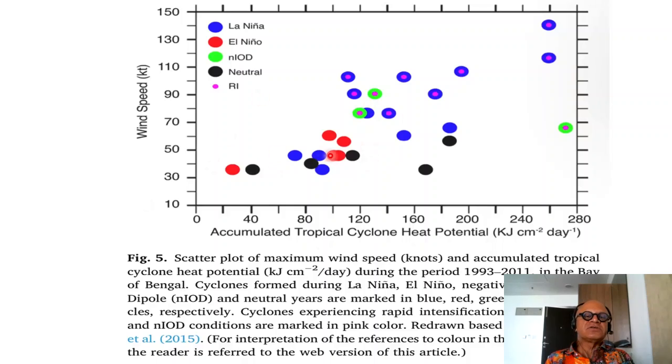So you can see that the accumulated heat potential and wind speeds are lower for these, and there is one negative IOD way out here with some wind speed which has to be looked at more carefully from this paper from Girish Kumar. So I am kind of giving you a very brief summary. You need to read this paper and the papers that are synthesized into this review.